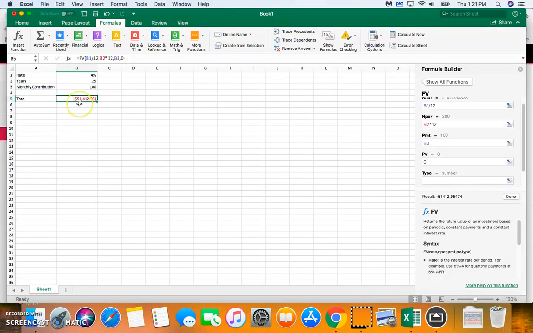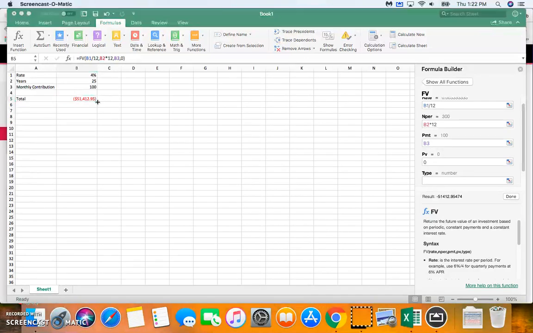And we get $51,412.95 as a balance after 25 years when we make $100 deposits at 4%. It does give us that in red, showing a negative balance. It has to do with the syntax of Microsoft Excel. We're not going to go too much into it. As long as you get that number, that's as far as you need to go there.